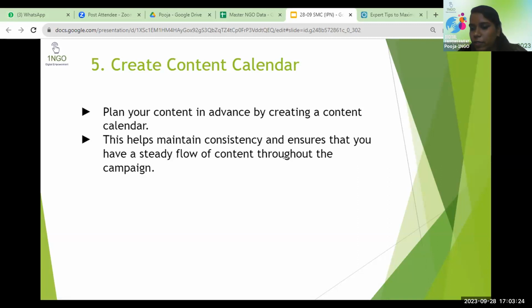So coming to the fifth step, it is about creating the content calendar. You should plan your content in advance and make a calendar. Why is a content calendar helpful? Because it helps in maintaining consistency, and it also ensures that the flow of content on these social media platforms is steady and actually reaching the audience.